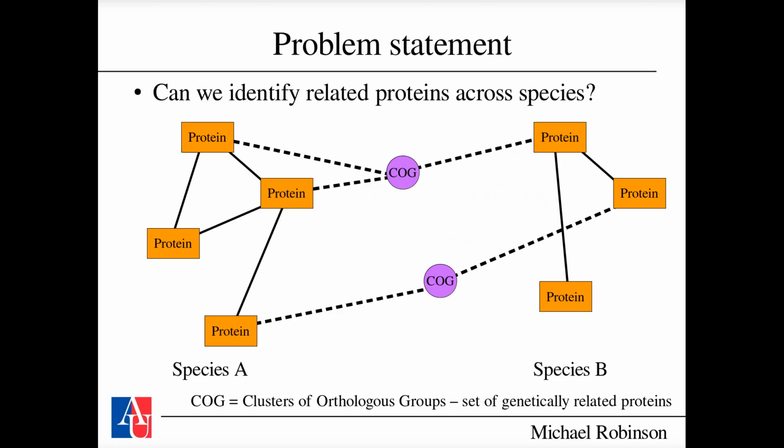So the idea is, can we identify related proteins across different species of organism? If you have two species, say species A and species B, they each have a variety of proteins. Those proteins have certain functions, they interact with each other, and they're also genetically related. Proteins within an organism, of course, do interact, and we have some knowledge of their interaction network. And based on the protein sequences, we can group proteins together across species and within a species into clusters of orthologous groups. They're sets of genetically related proteins. And in essence, this talk tells you a method for finding those COGs.